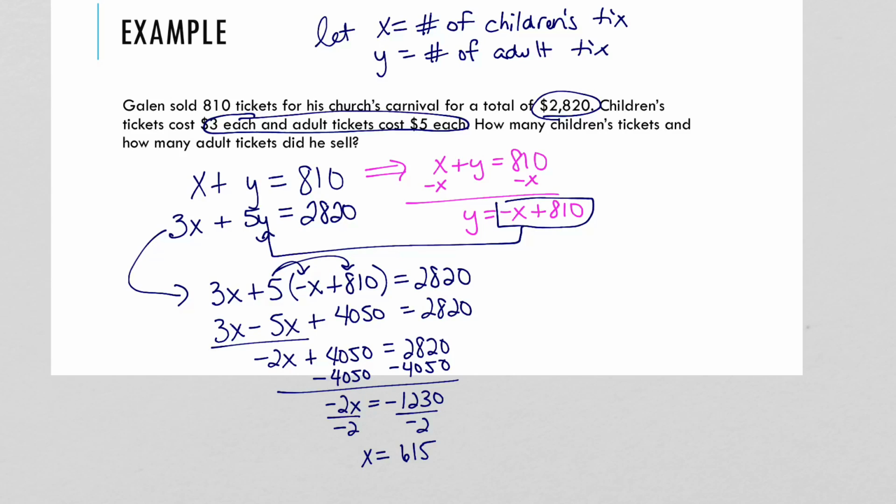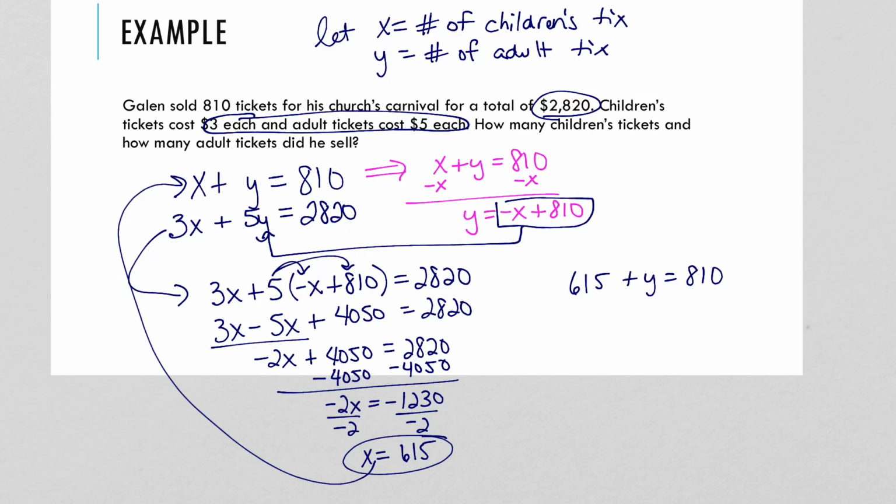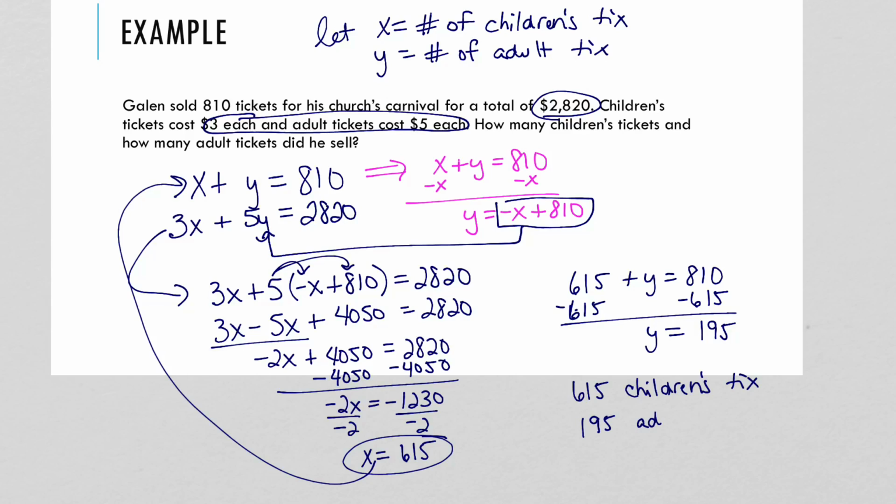So now we need to figure out how many adult tickets were sold. So I could take this X right here, and I'm going to put it in for X right there. So I've got 615 plus Y equals 810. Subtract 615 from both sides. And I get 195. So what does that mean? That means there were 615 children's tickets sold, and there were 195 adult tickets sold.